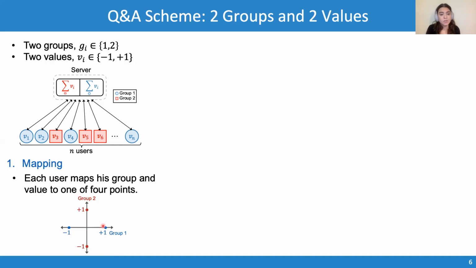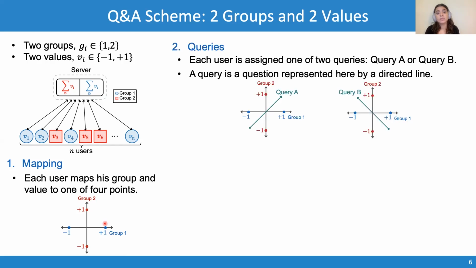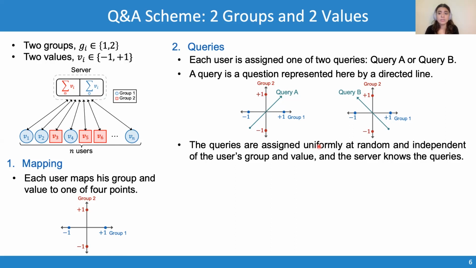The x-axis corresponds to group 1, and the y-axis corresponds to group 2. And for instance, if a user is in group 1 and has value +1, he maps his answer to this point here. Then the user is assigned one of two queries, query A or query B. And the query is a question to the user, and here we represent this question by a directed line. And you can see the query splits the plane in half. The user is assigned one of these two queries uniformly at random and independent of his group and value.